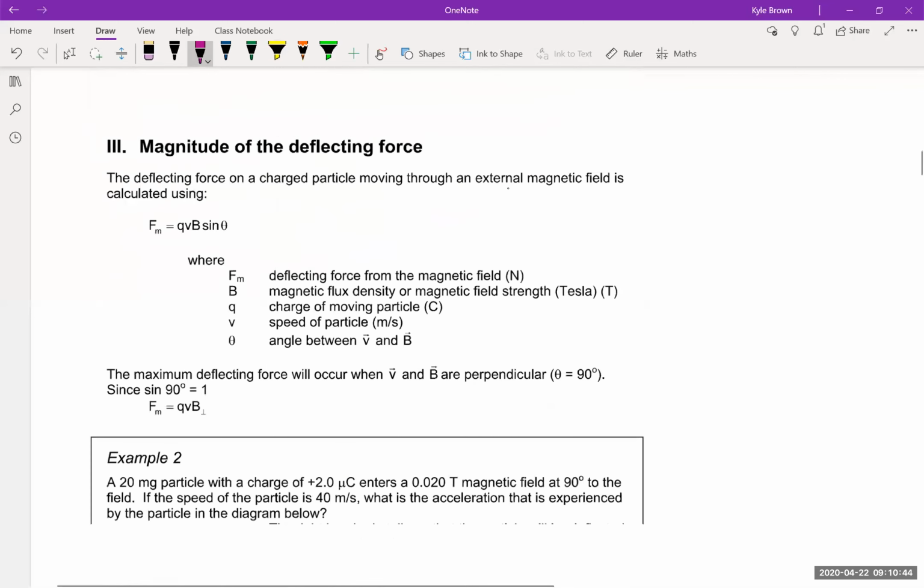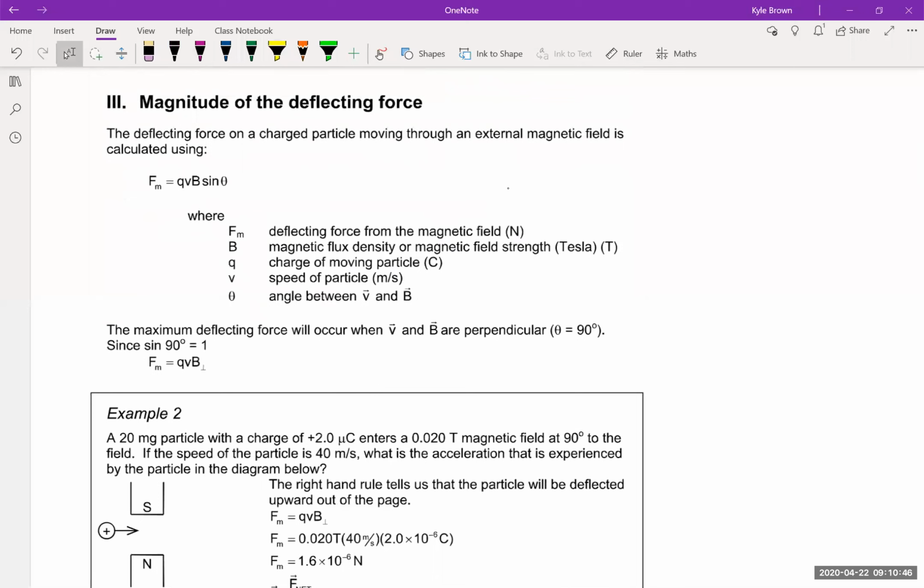Okay, moving on. Magnitude of the deflecting force. All right, so we have a new equation. The magnetic force is going to be equal to the charge of the particle times the velocity it was going times the magnetic field, and then times sine theta. And the sine theta part won't always come up. That won't always be an issue for us.